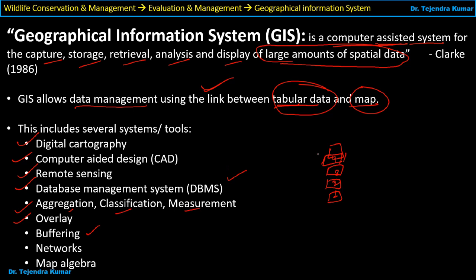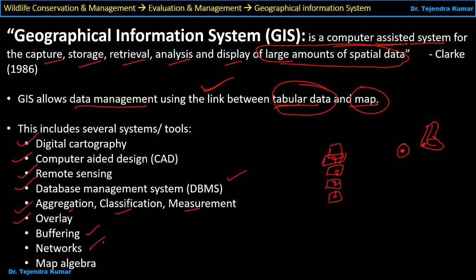Buffering. Buffering is actually outlined areas, showing the outline of the zones. So this is the buffering. Likewise, this is the point, and we are making this way, or this is the line or track, and we are making this way. So actually it is showing a kind of range.